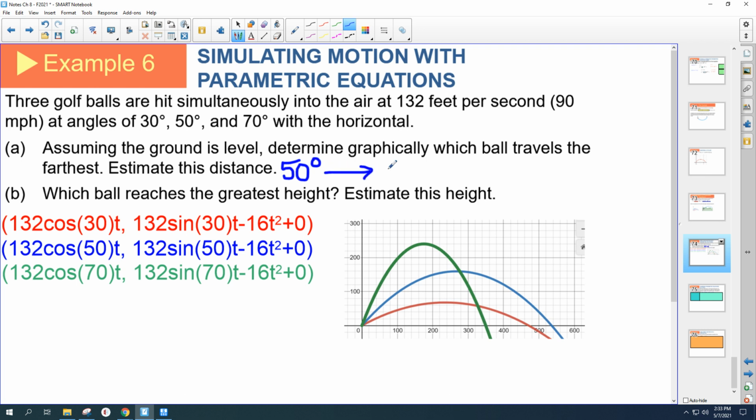The 50-degree golf ball goes 536 feet. Which ball reaches the greatest height? Well, that's the green one right here. And so that would be the 70-degree one.